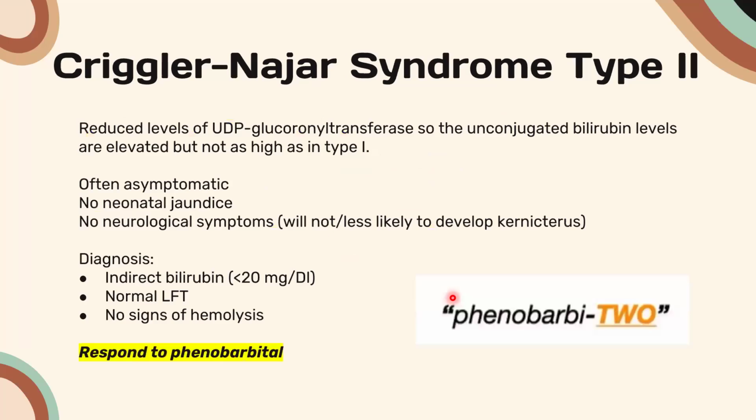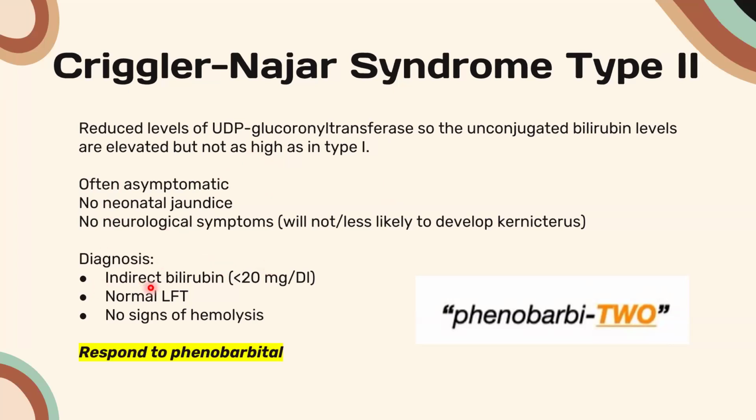In type 2, there are reduced levels of the UDP enzyme. So in contrast to type 1 where it was completely absent, here it is present but in a small amount. And so the unconjugated bilirubin levels are elevated, but they are not as high as in type 1 because some of it is still being converted into conjugated bilirubin by the liver. It's often asymptomatic and there's no neonatal jaundice. There will be no neurological symptoms because the levels of indirect bilirubin are not very high. So these patients are less likely to develop kernicterus.